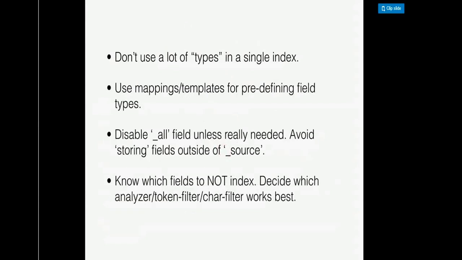Don't use a lot of types in a single index. Always divide your documents according to index and types. Always use mapping templates for predefining fields, and disable the all field unless readily needed. Know which fields not to index. Decide which analyzer and token filters work best.